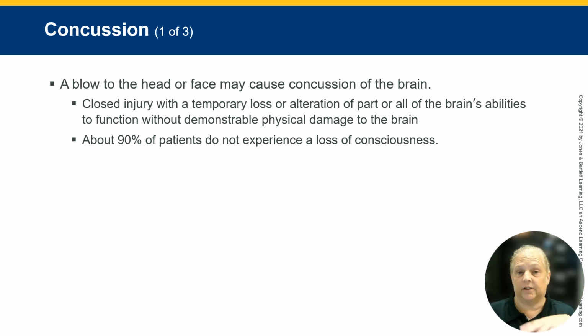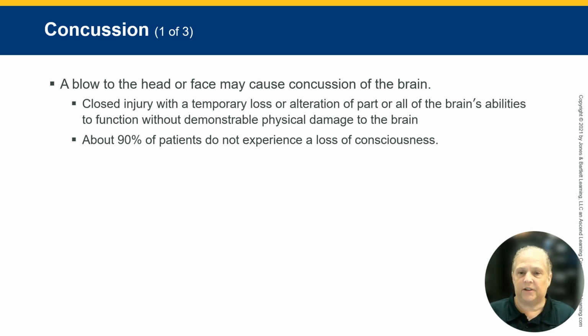So let's talk about concussions. A blow to the head or face can cause a concussion to the brain. It's a closed injury with a temporary loss or alteration of part or all of the brain's abilities to function without demonstrable physical damage to the brain. In other words, you get hit in the face or hit in the head, and the brain kind of Control-Alt-Deletes for a second. All right, it kind of resets.